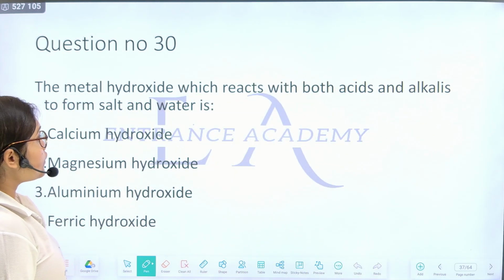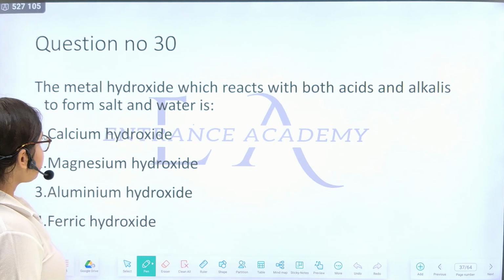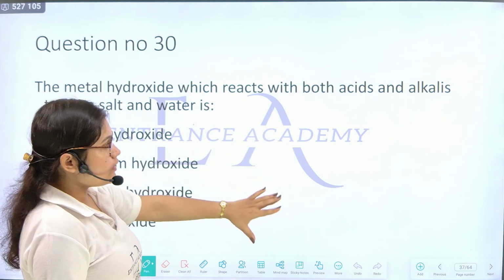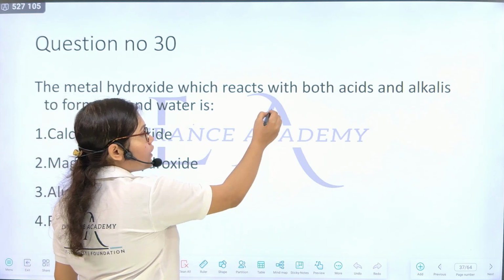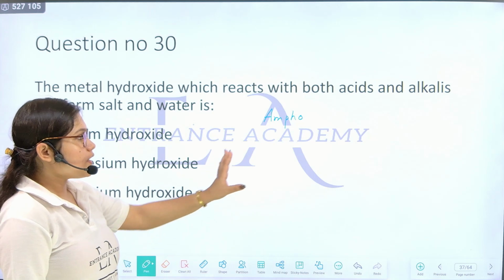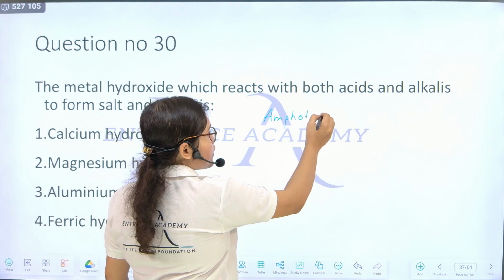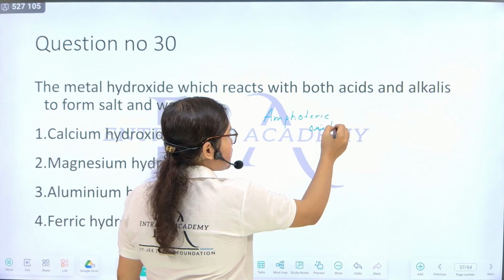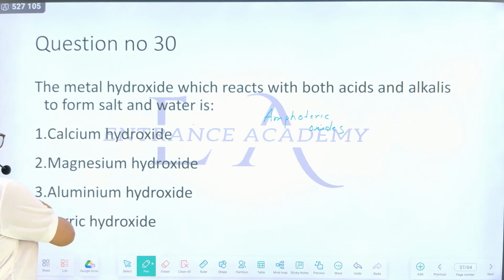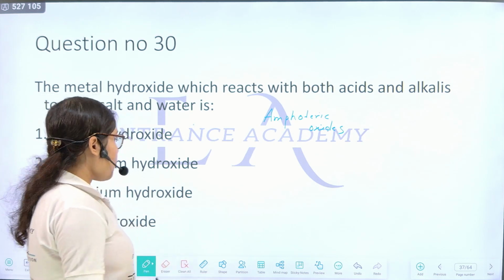The metal hydroxide which reacts with both acids and alkalis to form salt and water, that is amphoteric oxides. Amphoteric oxides react with acids and bases like alkalis to form salt and water. So which are amphoteric in nature? Now one of these amphoteric compounds is aluminium hydroxide. This is the example of an amphoteric oxide. The correct option is option 3.